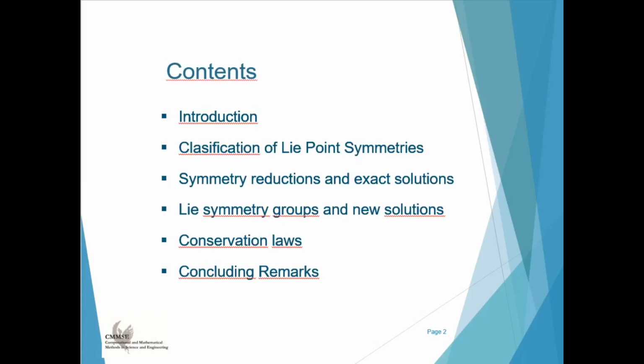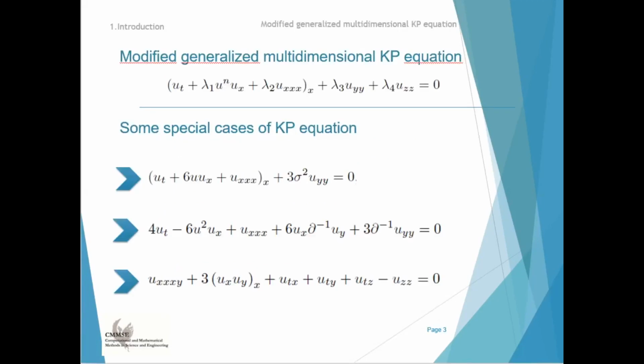In the following section, we studied the Lie symmetry groups with new solutions, and finally, we have obtained some conservation laws. We begin with an introduction. The modified generalized multidimensional KP equation in 3+1 dimensions characterizes the dynamics of solitons and nonlinear waves in plasma physics and fluid dynamics. Several authors have studied some special cases of the KP equation.